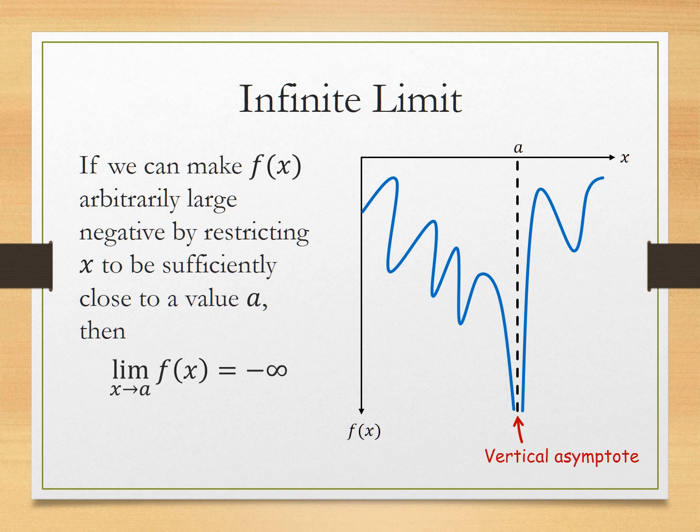We have a very similar definition, right? If the function gets arbitrarily negative large as you get close to A, then we say that the limit of the function as x approaches A is negative infinity. And we also call that point a vertical asymptote.